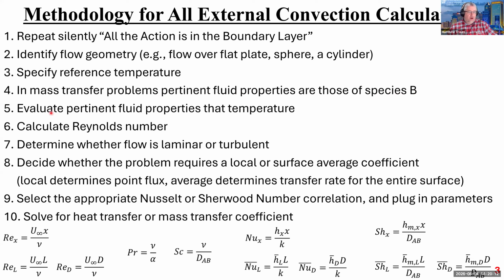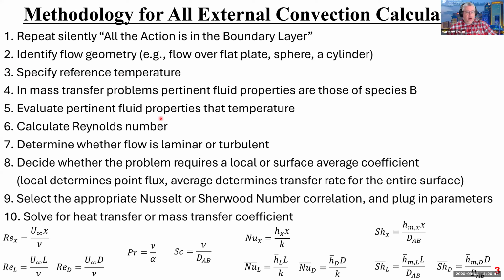For heat transfer problems, you're going to evaluate the pertinent fluid properties at the reference temperature, whatever that may be. So now you have a series of fluid properties, things like Prandtl number, things like thermal conductivity. Those are all tabulated based on temperature, and you're going to find those values in the appropriate tables for whatever the reference temperature was that you specified in step 3 for heat transfer, or step 4 for mass transfer.